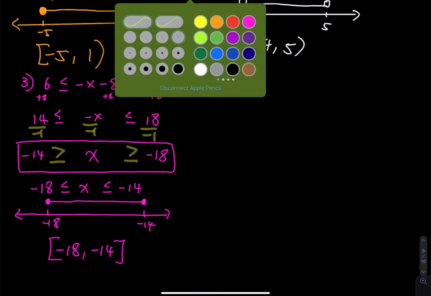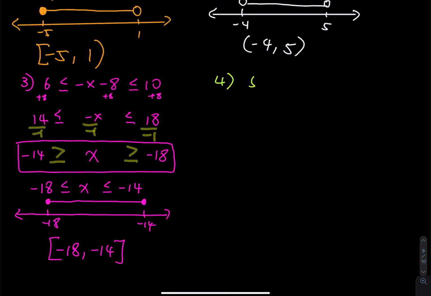Number 4, we have 5 less than 2x minus 3 less than or equal to 9. So this one I will add 3 on each side.